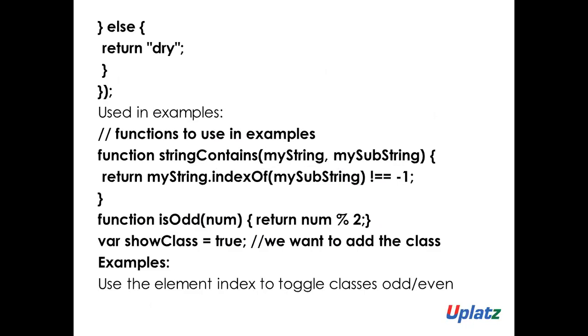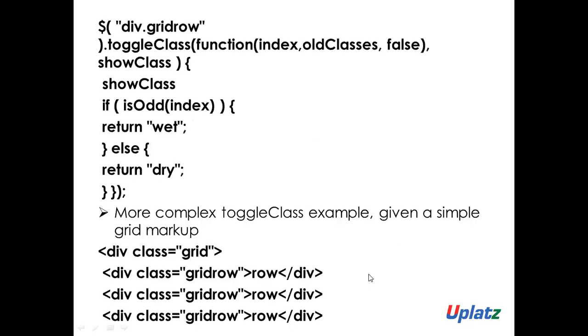So the example is to use the element index to toggle classes odd or even. So this is my class. I'm just making a toggleClass with an index odd class. I'm showing that if my index is odd, I will return "wet", and otherwise it will return "dry".